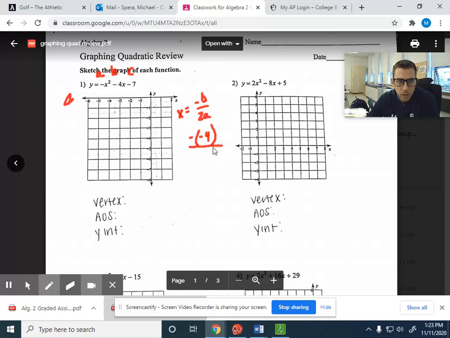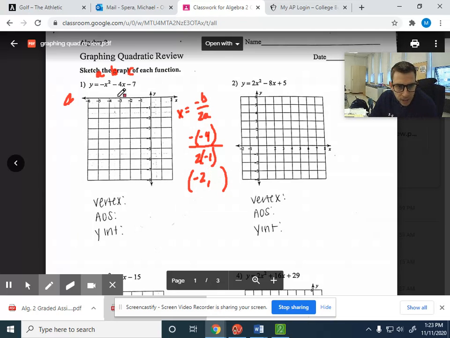All right. So it's going to be a negative times negative 4 over 2 times negative 1. Two negatives is a positive. So I should have positive 4 over negative 2. So the x-coordinate of my vertex here is going to be negative 2.